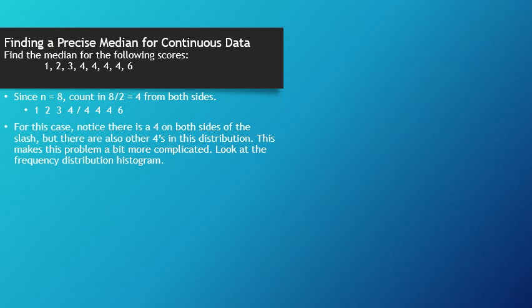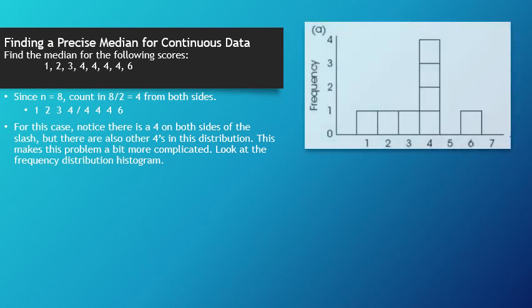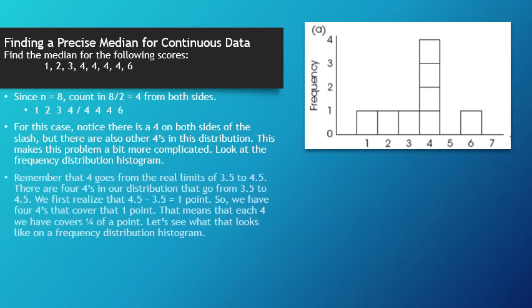So let's look at the frequency distribution histogram. So if I made a frequency distribution of this data, this is what it would look like. Notice that there are 4 4s. Remember that 4 goes from the real limits of 3.5 to 4.5. And you have to know that there are 4 4s in this distribution that go from that range from 3.5 to 4.5.